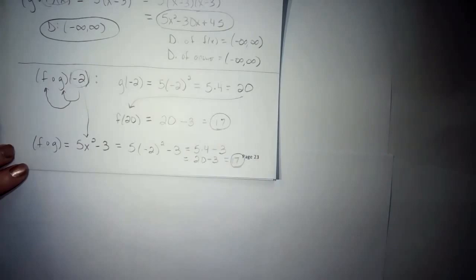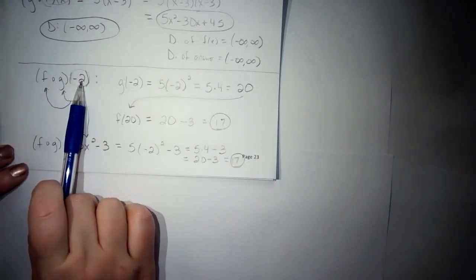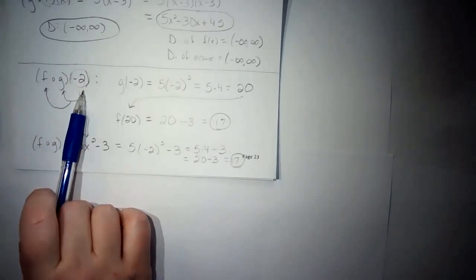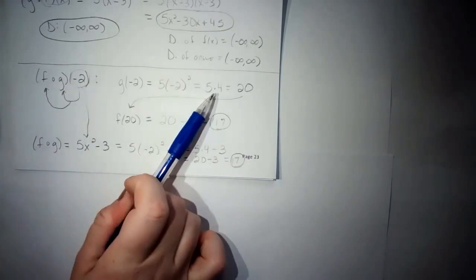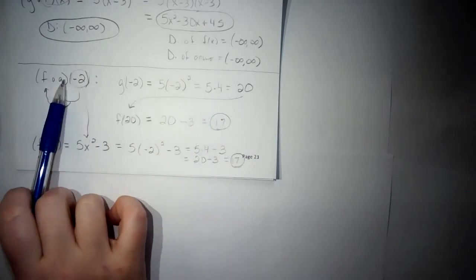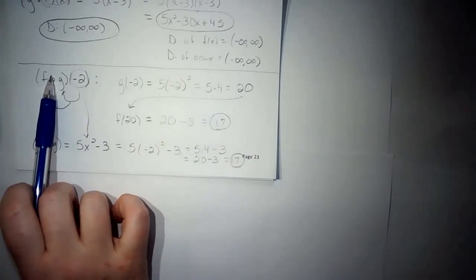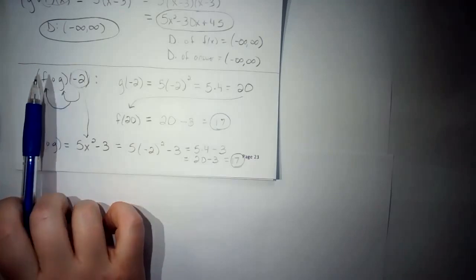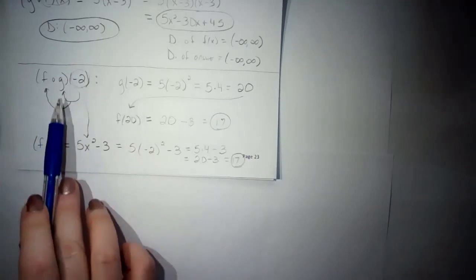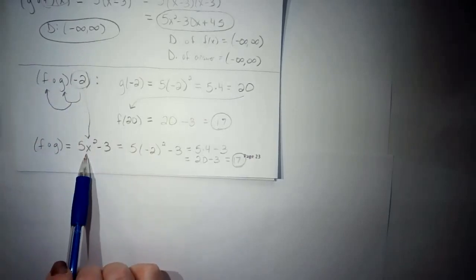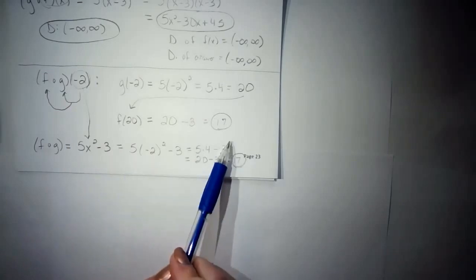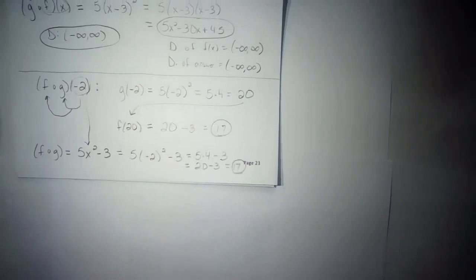Do you see, though, that you can either start here? You don't put -2 into both. You put it into the one right next to it. Come up with an answer like we did. We came up with 20. And then we put 20 into f, and then came up with the final answer. Or you can find the whole composite first, which would be f of g, which we had found earlier, and then just plug the -2 in once, and you're done. So it's up to you. Does that make sense? Okay, and you don't have to find a domain because it's a number.